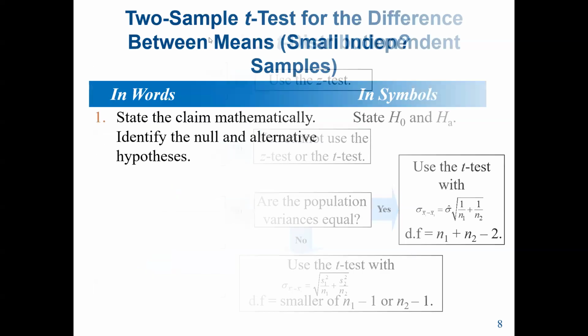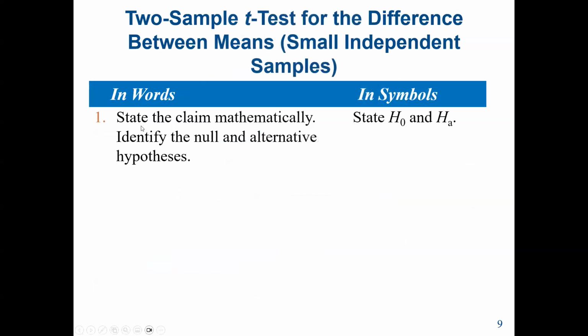Okay, so let's see the steps. In words, the first thing we do in a hypothesis test, as we said earlier, is state the claim, which is the H0. Then we state the H_A, which always goes against H0.